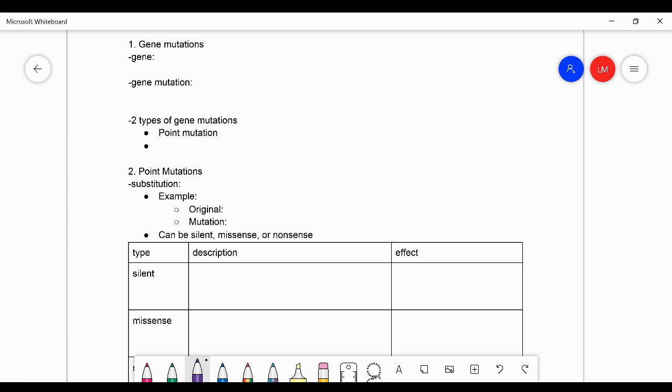So first, when we talk about a gene, we are talking about a section of a chromosome that codes for a trait, which really means it's the area that codes for a specific protein. And we talked about the specifics of protein synthesis last time.